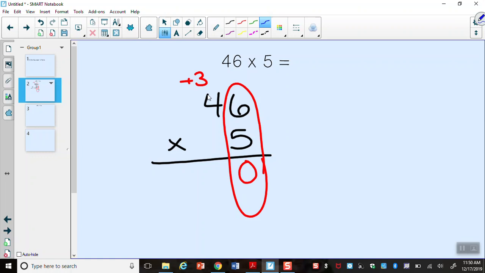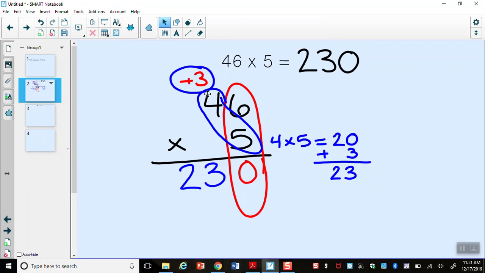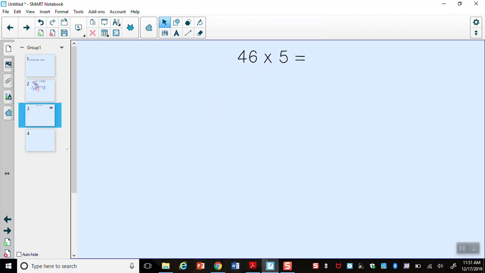Next, we multiply 4 times 5, which equals 20. So I like to write it out on the side. 4 times 5 equals 20. And then we come back up to our plus 3 and we add 3 to 20. And that gives us 23. Then we go ahead and we put our 3 in our tens place. And because there's no hundreds place, we would put our 2 right next to it, making our answer to 46 times 5, 230.